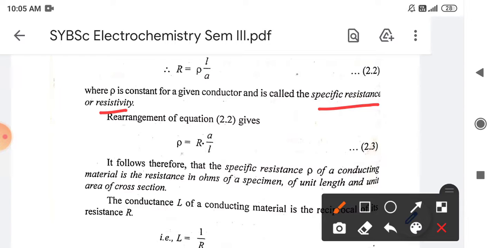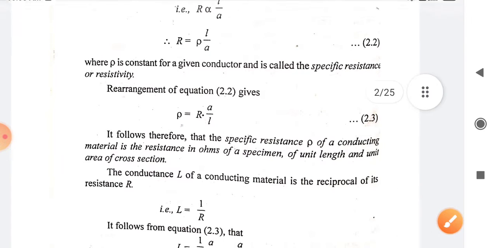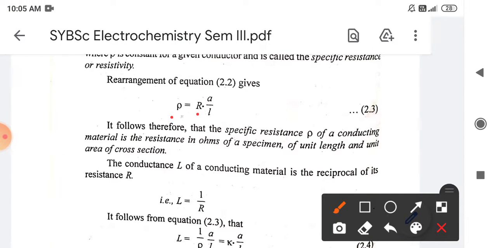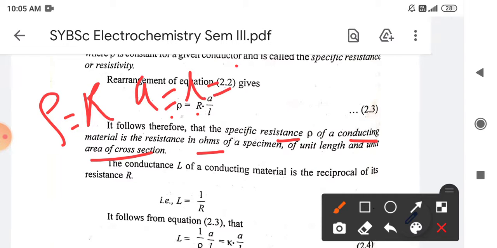Now we know that resistance and conductance have an inverse relation. So we will rearrange this equation, that is rho is equal to R into A upon L. Therefore the specific resistance of a conducting material is the resistance in ohm for one unit length of material and one unit area of cross section. So we can say that rho becomes equal to R when A is equal to L is equal to 1, unity.